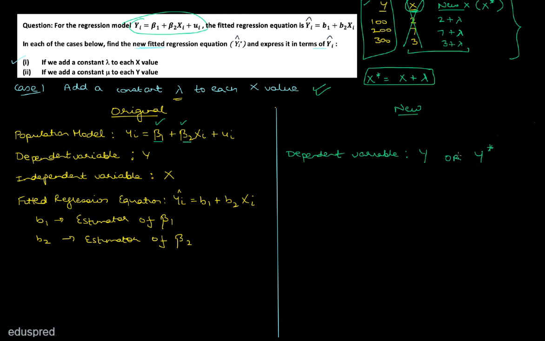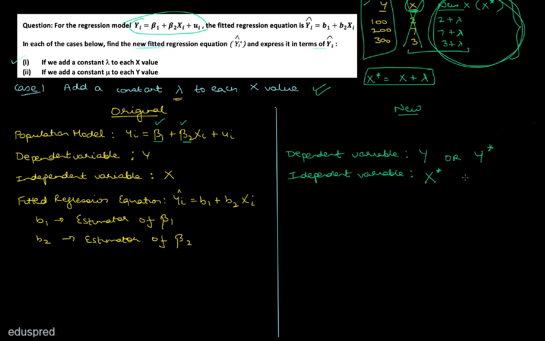The y star and y in this case are going to be the same, and the independent variable for the new regression model cannot be x, because we have added lambda to each x value. So now we are going to work with this column over here. The independent variable has to be x star, which is equal to x plus lambda. For the dependent variable, it doesn't matter whether you write y or y star, both are one and the same thing. But in the independent variable, you have to be careful.